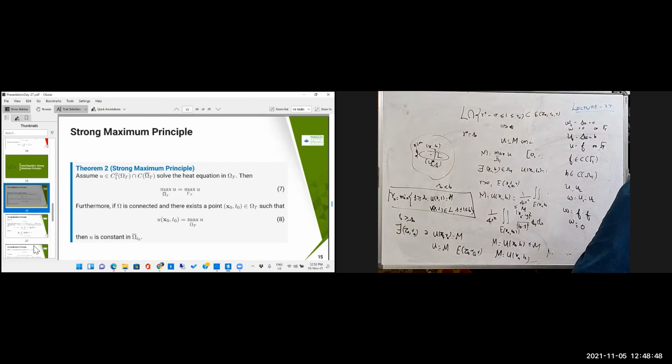One more thing, one more theorem I'll prove.